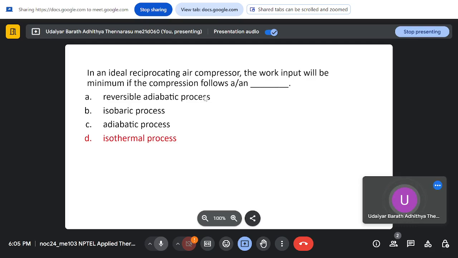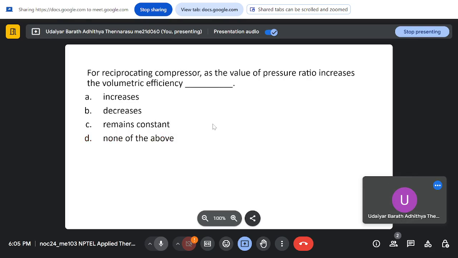Out of the 4, if you evaluate the work for all of these 4, the individual integral of PdV, you will find that the isothermal process will take the least amount of work.